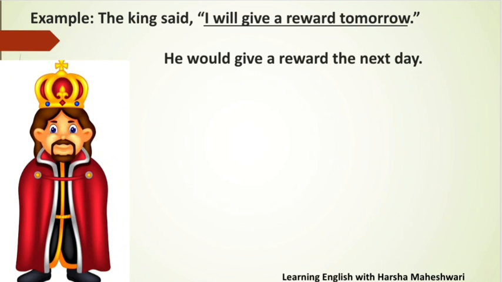So here is an example. The king said, "I will give a reward tomorrow." Here we are using "I" for a king, and king is a third person here. So that's why we use he over here instead of "I." So the sentence will be, the king said that he would give a reward the next day. We will write would instead of will, and next day instead of tomorrow.